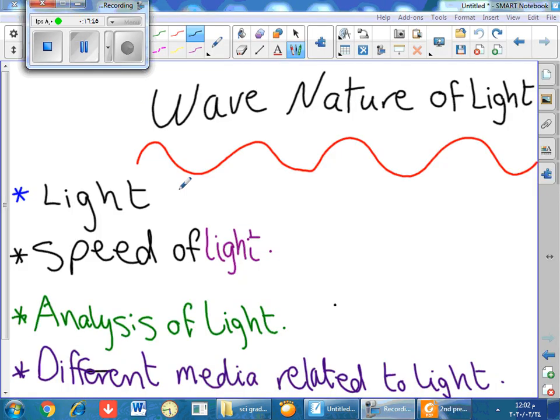At the end of our lesson, just a reminder: our lesson today was about the wave nature of light. We learned what is meant by light, the speed of light, the analysis of light or splitting of light into 7 spectrum colors, and the different mediums related to light.